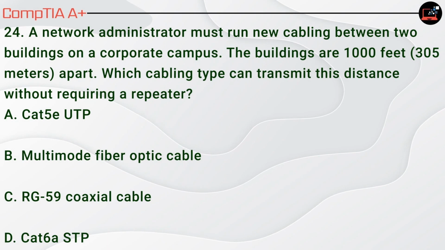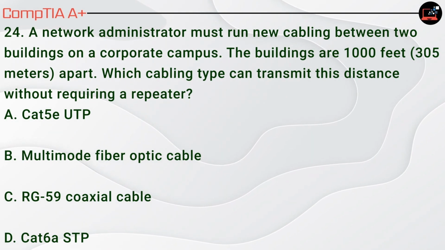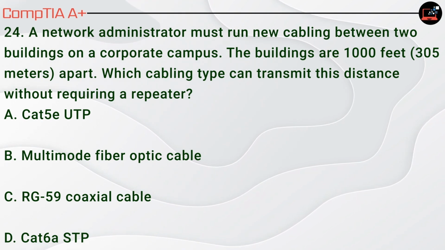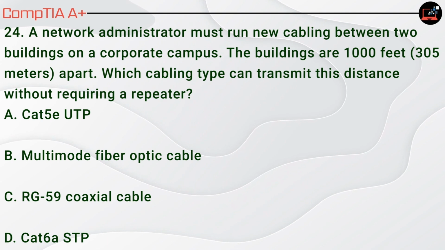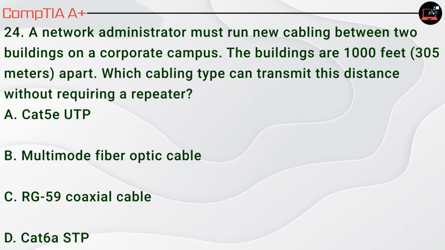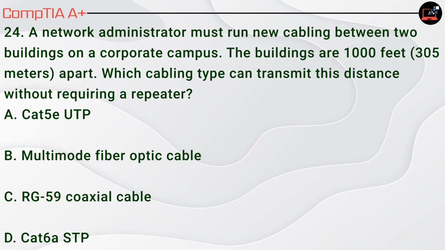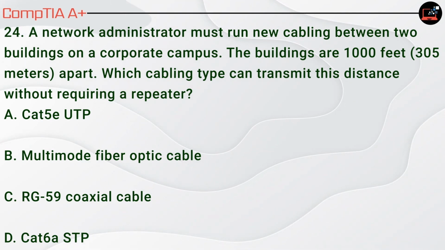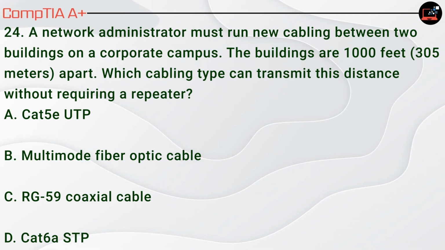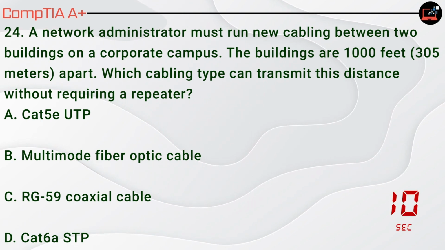24. A network administrator must run new cabling between two buildings on a corporate campus. The buildings are 1,000 feet, 305 meters apart. Which cabling type can transmit this distance without requiring a repeater? A. Cat5e UTP. B. Multimode fiber optic cable. C. RG59 coaxial cable. D. Cat6 STP.